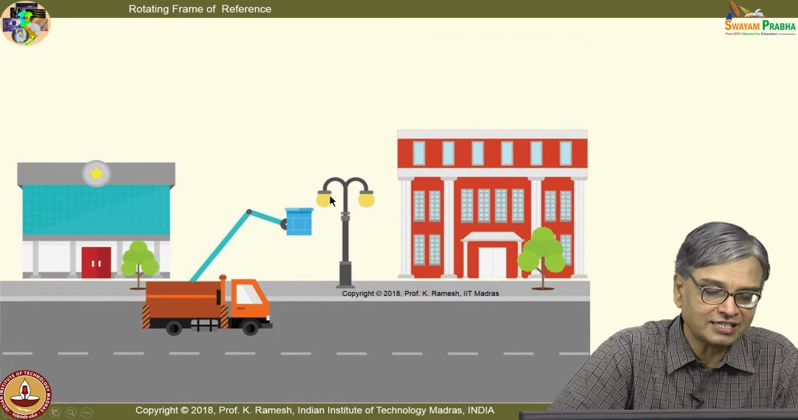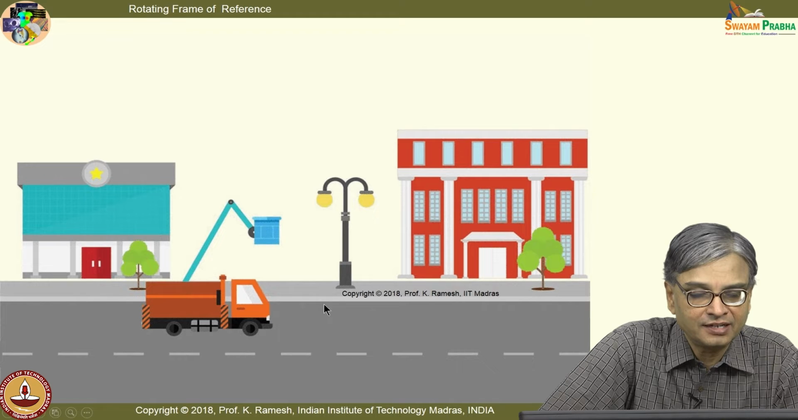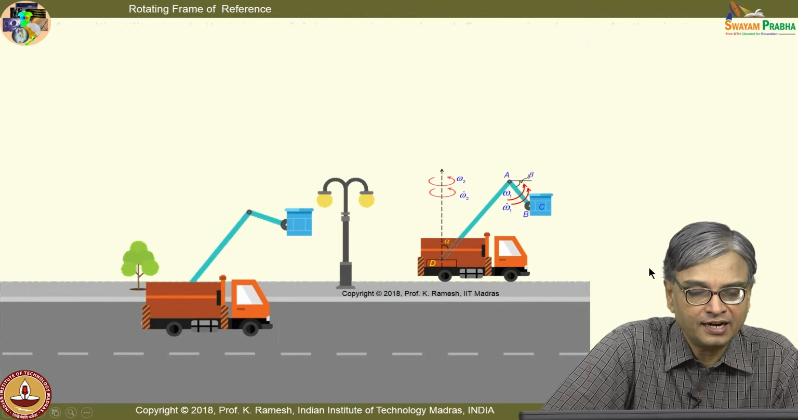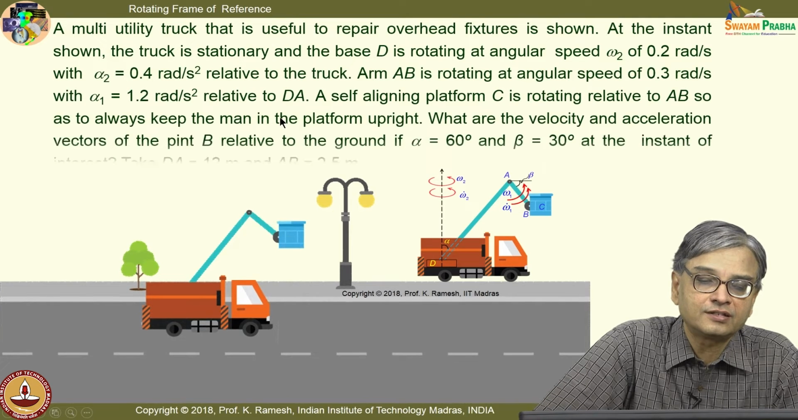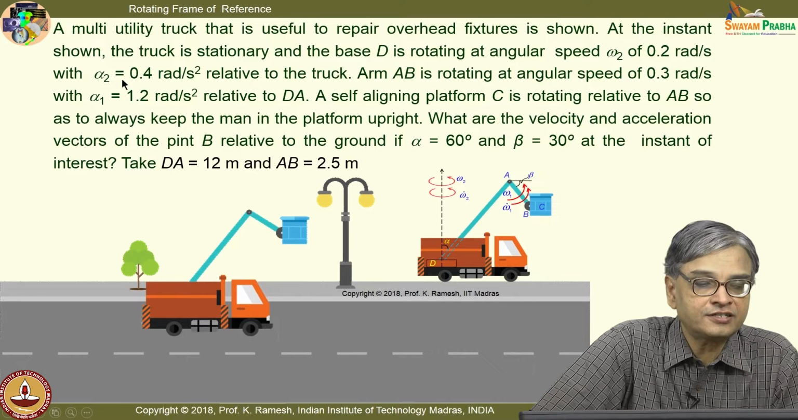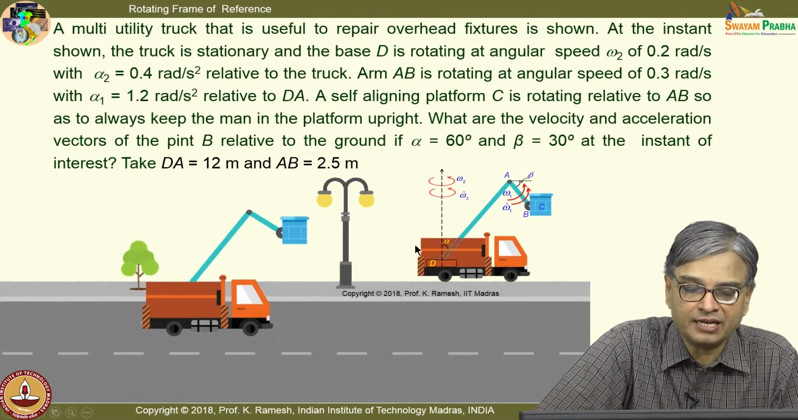And you have such gadgets available even in India now. If you want to replace any one of these fittings, you have such motions available in the truck, and the problem is like this. You have a multi-utility truck, it is useful to repair overhead fixtures. At the instant shown, the truck is stationary and the base D is rotating at an angular speed omega 2.